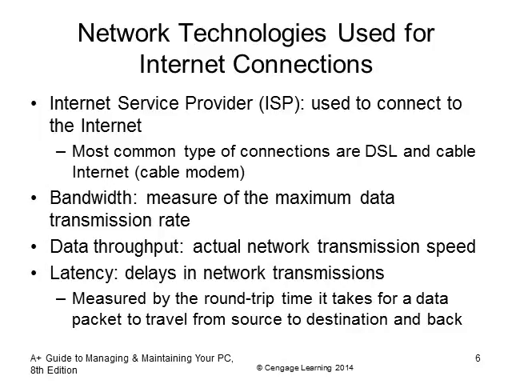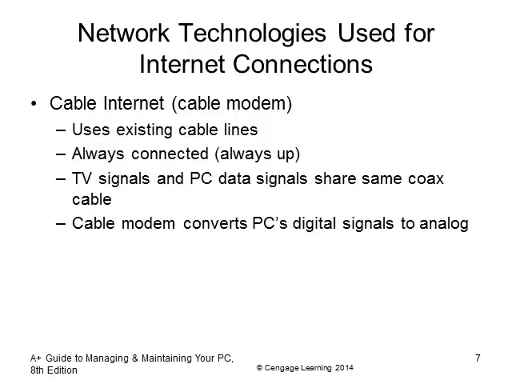Cable internet uses a cable modem, and it uses the existing cable lines. It's always connected, meaning it's always running. The TV signals and PC data signals share the same coax cable, and the job of the cable modem is to convert the PC's digital signal to analog.